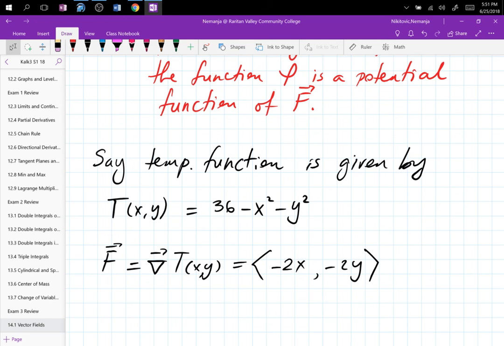We are going to do much more with this in 14.3. Before we get to 14.3, we have to spend an eternity in 14.2. So let's hit the break. When we come back, 14.2, line integrals.